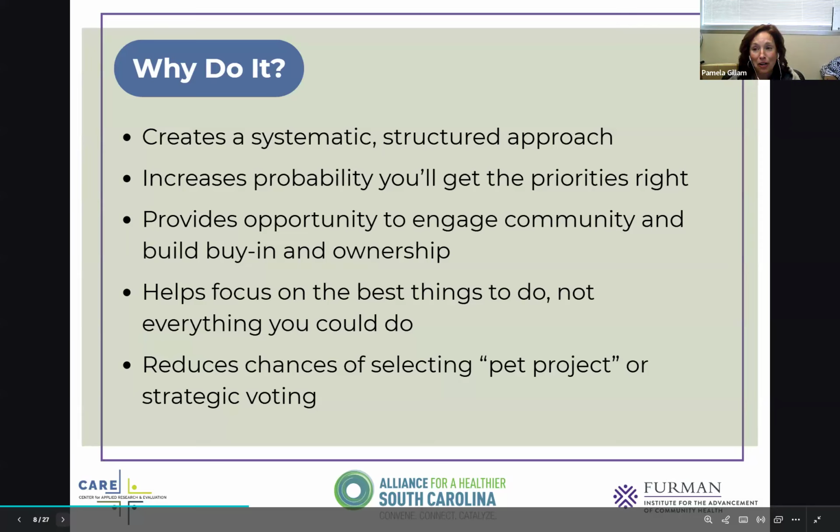Another great thing about prioritization is that it really helps focus on the best things to do, not everything you could do. It's one of those things where we can oftentimes get caught up and excited. We can do this and we can do this and we can do this, or, this is important, this is important, this is important. Well, we have limited time and resources. And so really thinking more strategically and systematically helps you hone in on where we can make a difference in terms of addressing issues in our community.